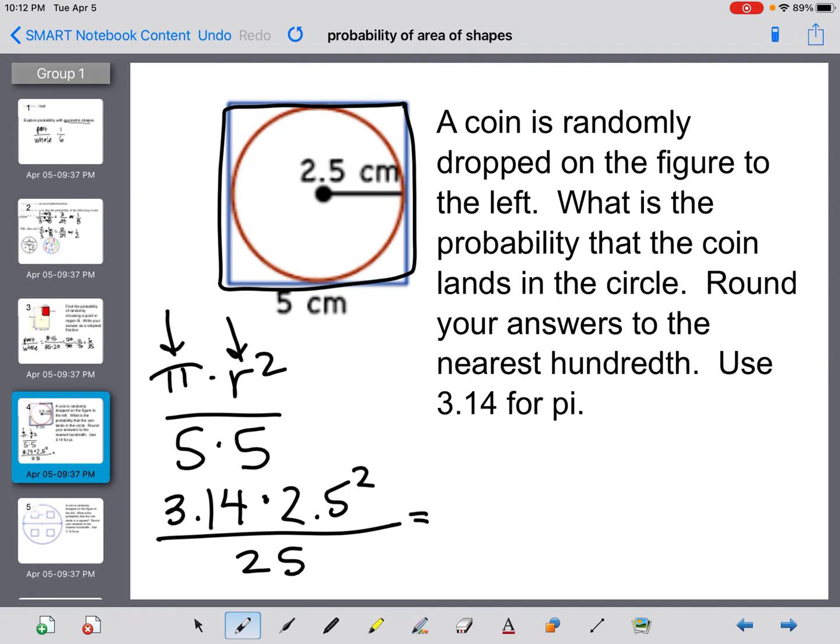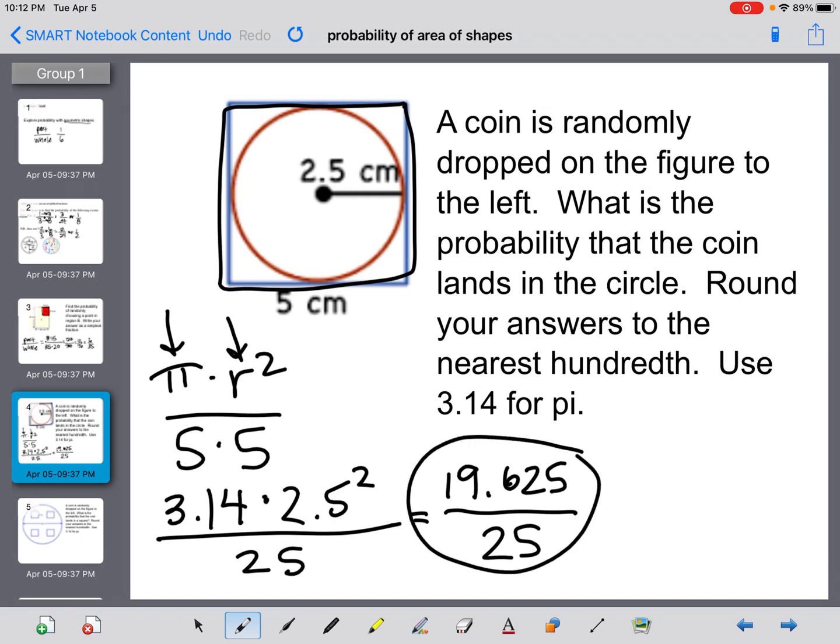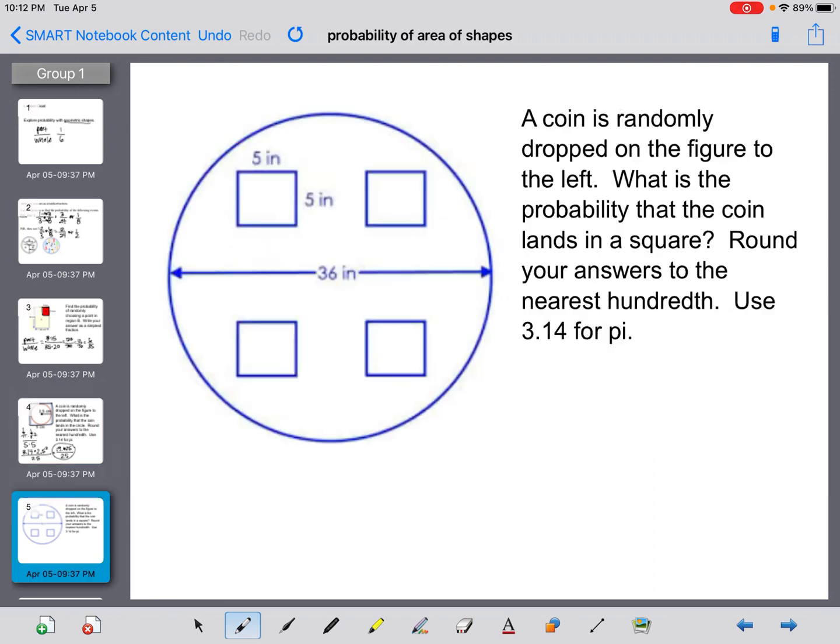2.5 times 2.5 times 3.14. Anytime you multiply by pi, it's kind of messy. 19.625 over 25. Can't really simplify that one with this weird decimal, so that's it.